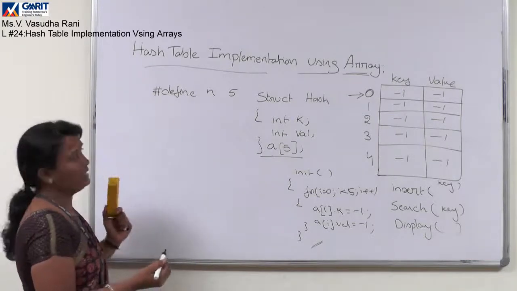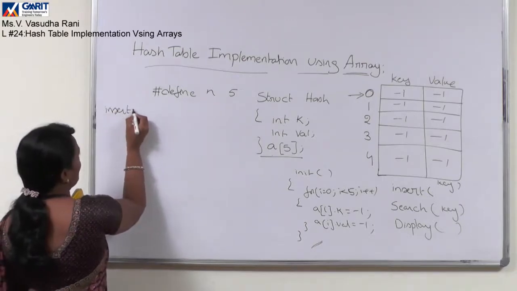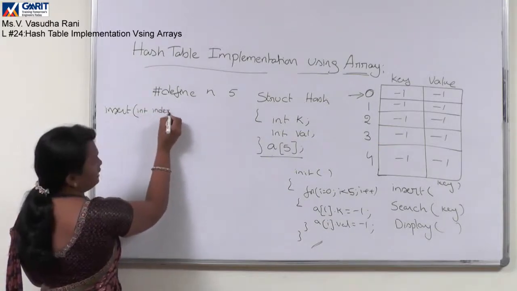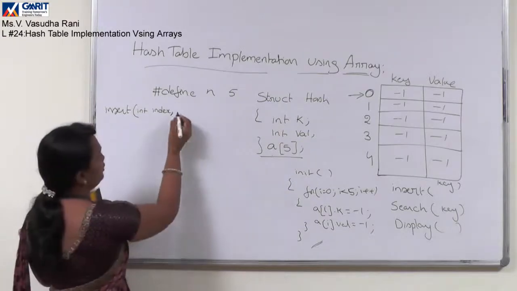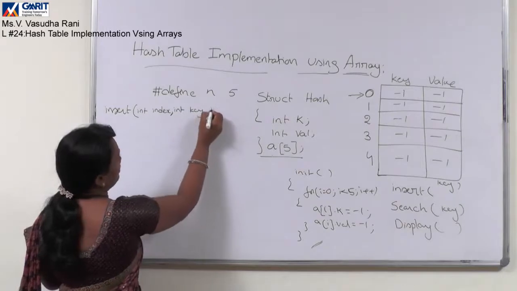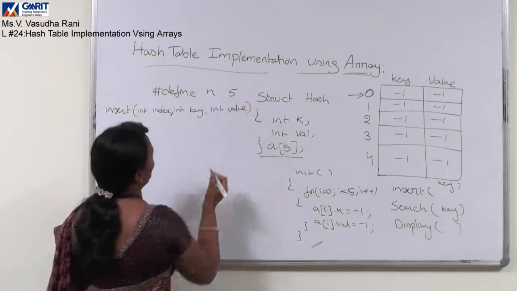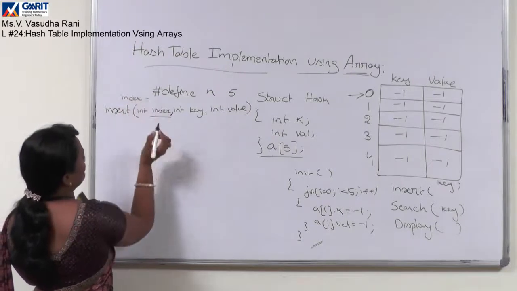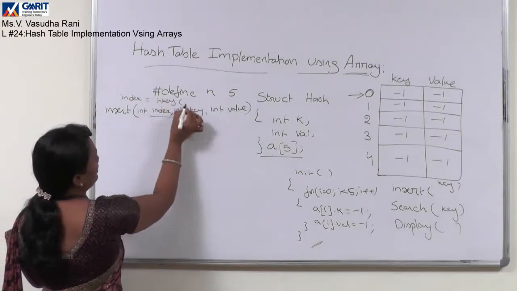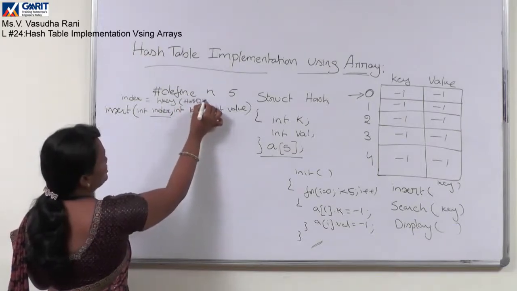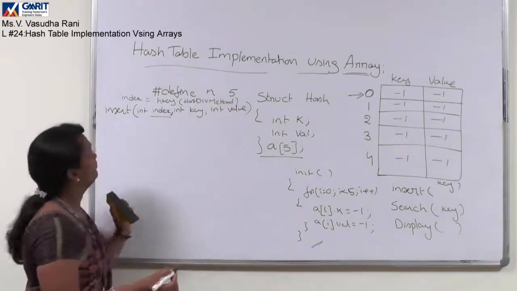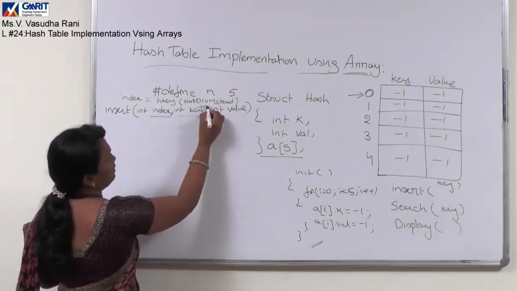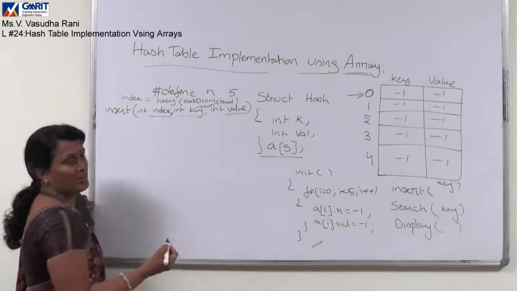So let us write the code for the insert method. Insert will take parameters: we need the index into which we have to insert the new key, we need the key, and we need the value. The index is the return value from the hash division method, the key is the number we have taken, and this is the corresponding value.